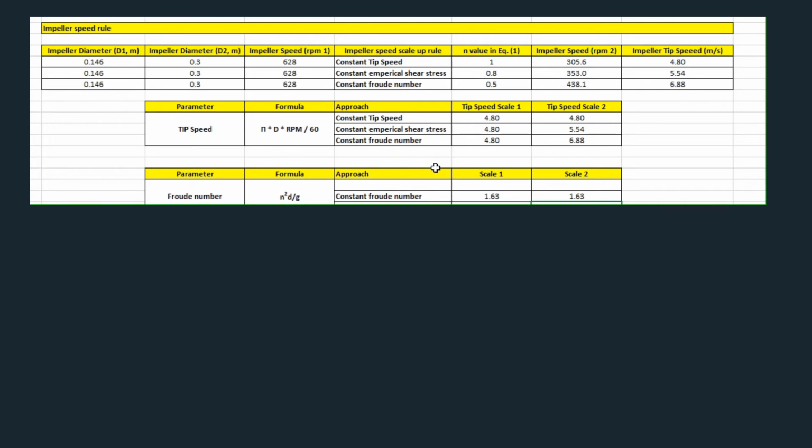So again I will summarize, just to check what the tip speed and what the Froude number is. You have to remember only one equation: RPM2 divided by RPM1 equals D1 by D2, the diameter of the first impeller over the diameter of the second scale impeller, raised to the power n. n will be 1 when the constant tip speed rule is applied, n equals 0.5 when the Froude number rule is applied, and n equals 0.8 when the empirical shear stress rule is applied.